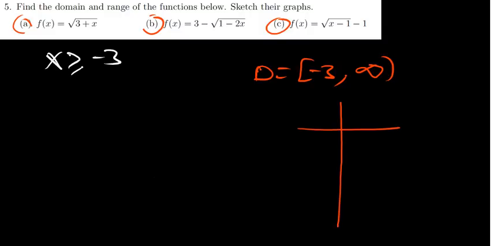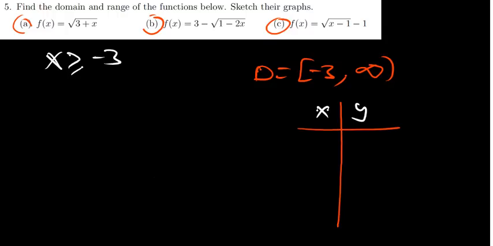So I'm going to put it there. I'm going to have my x and y. Now, the domain here is telling me the values of x should be greater than or equal to negative 3. I have to start from negative 3.